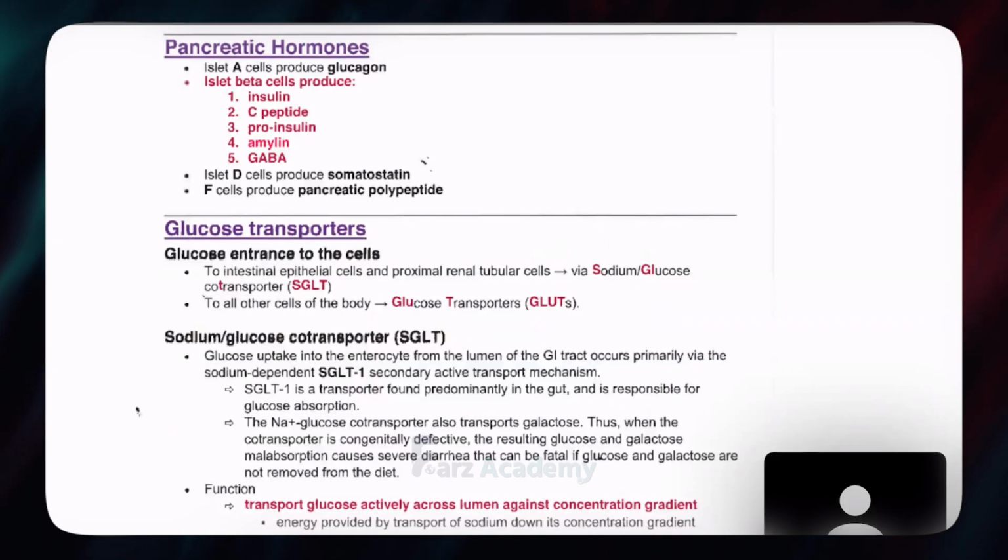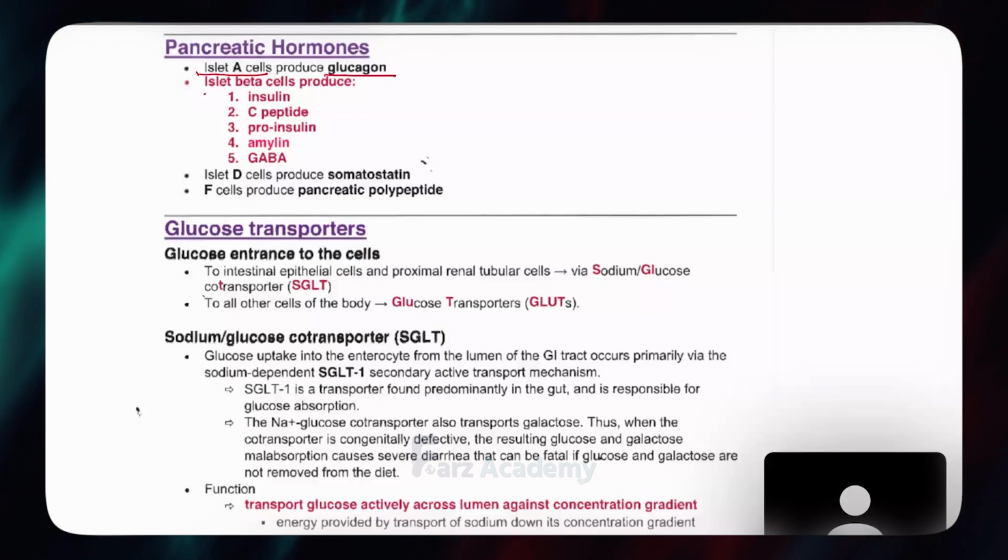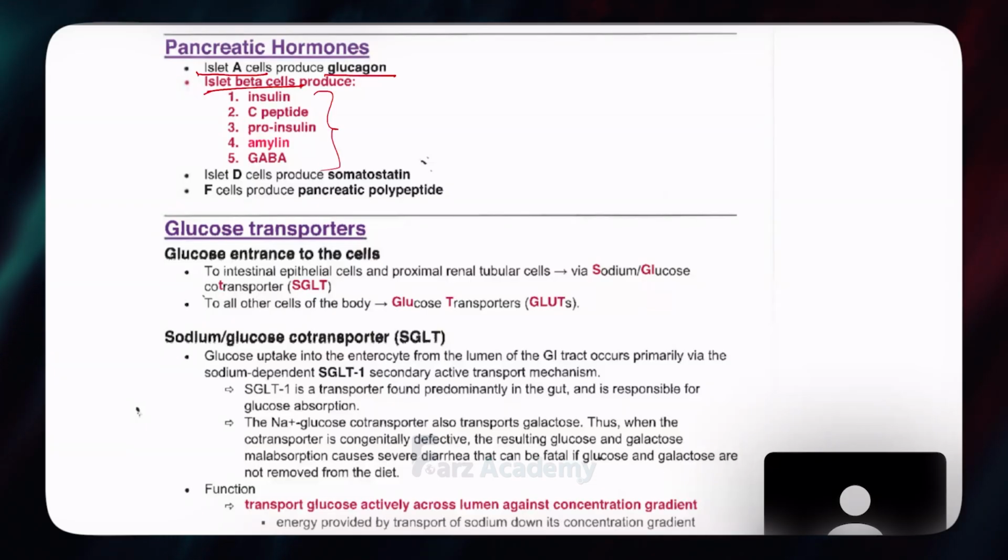So first, the very basics. What are the pancreatic hormones? There are two types of cells: the A cells, which produce glucagon, and the B cells, which produce insulin, C peptide, and GABA. There are also D cells, which produce somatostatin.